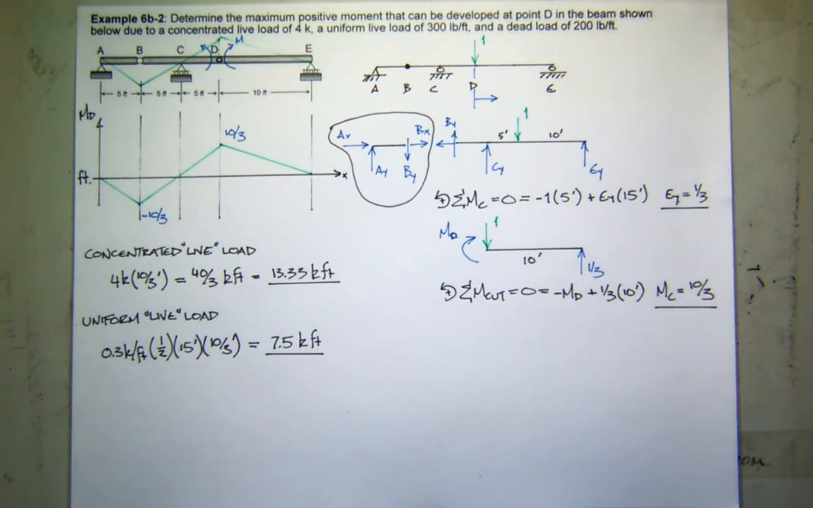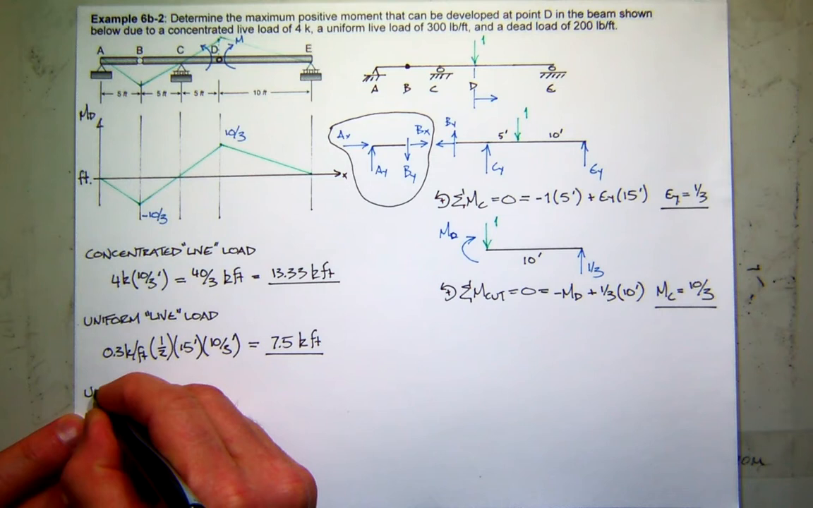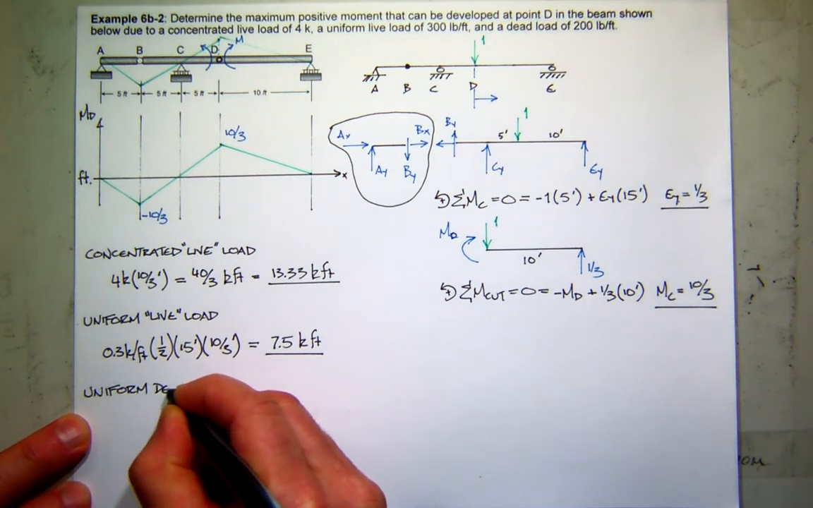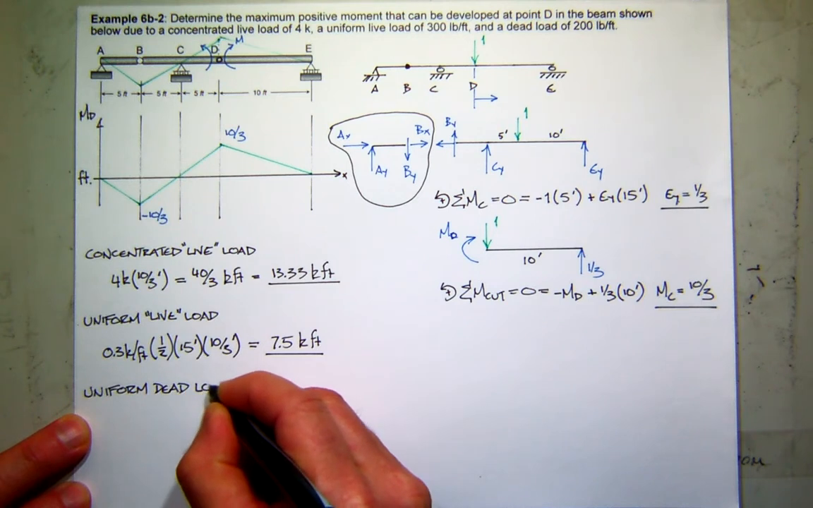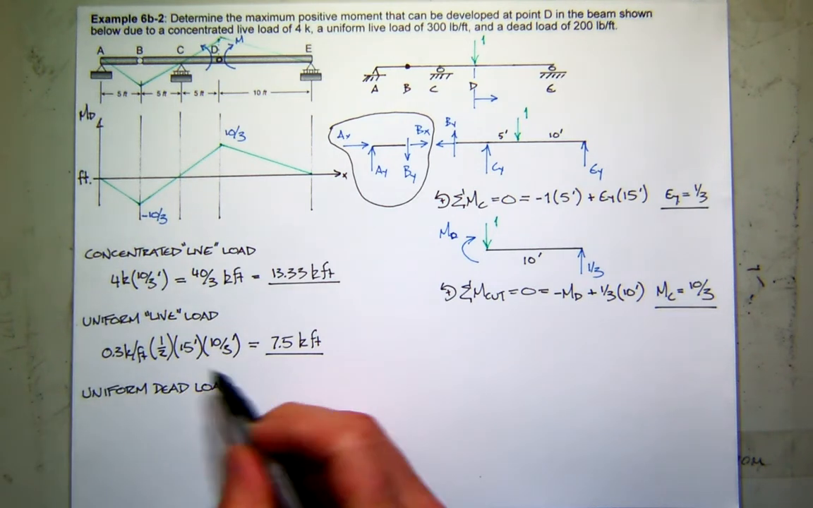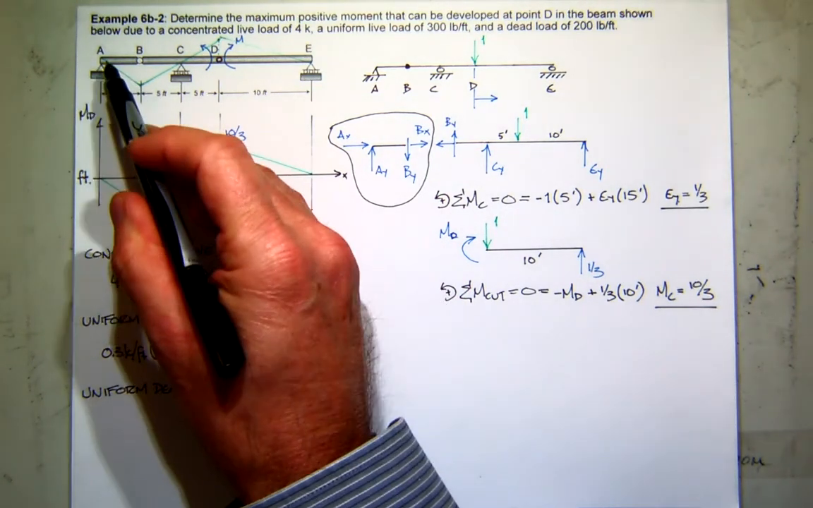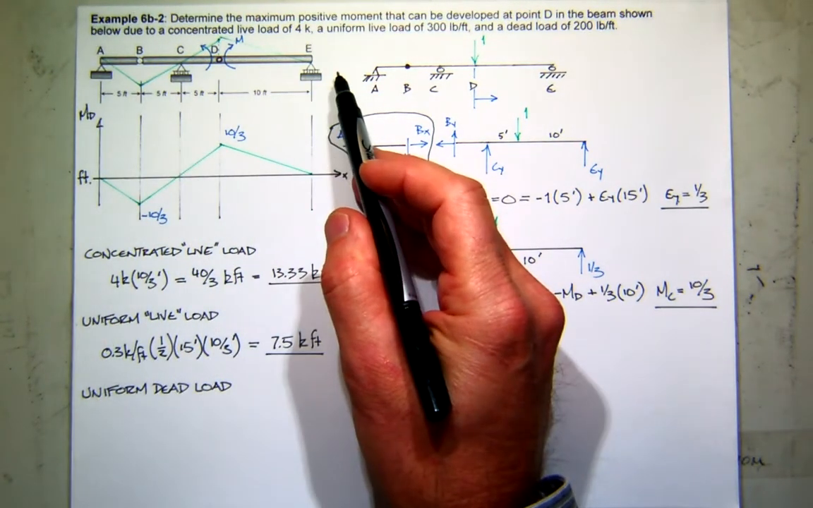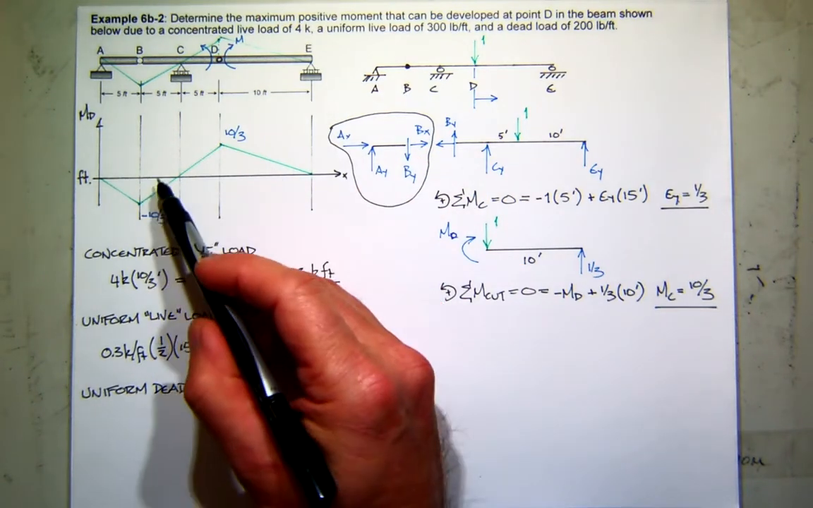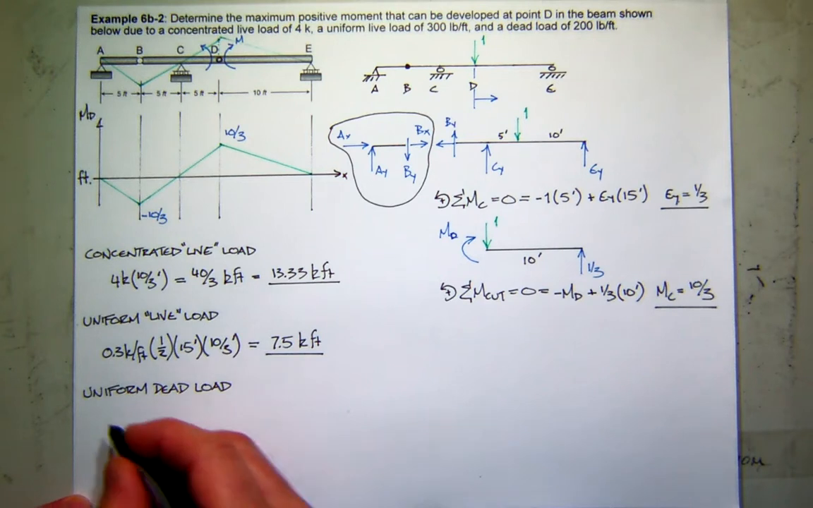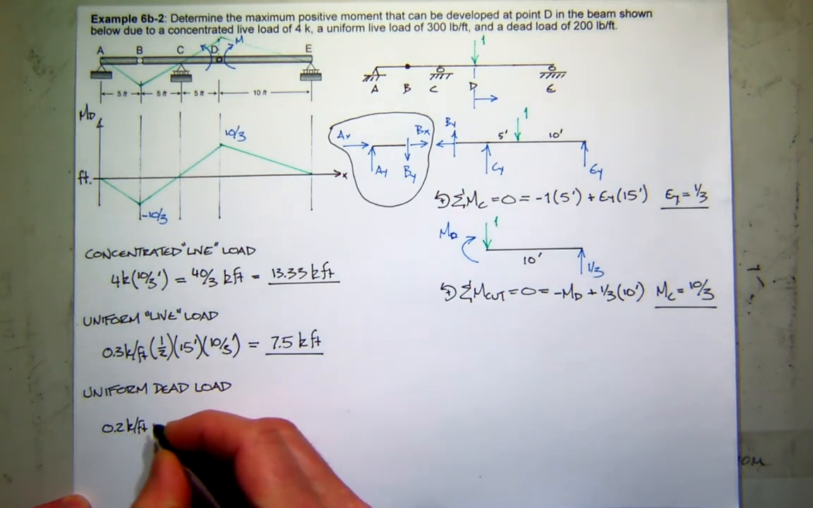So what are we left with? Dead load. So now let's do the uniform dead load. And the easiest way to think about the dead load is just the self-weight of the structure. That's going to be uniformly applied across the whole structure. So now I'll have to consider both the negative area and the positive area. So the dead load is 0.2 kips per foot. That's the intensity. Again, they're triangular, so 1/2.